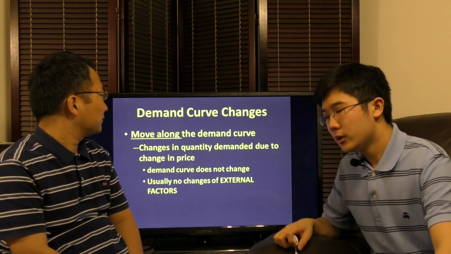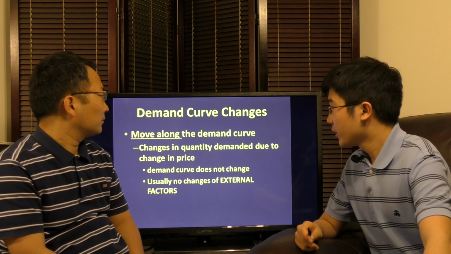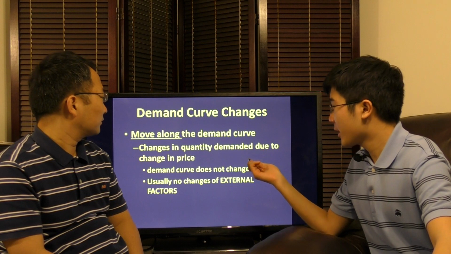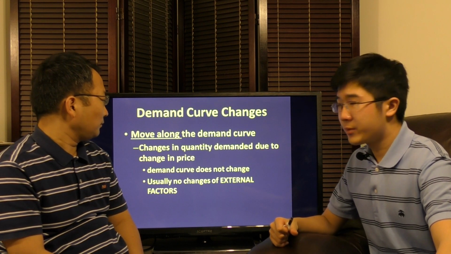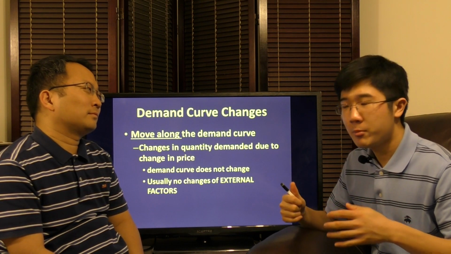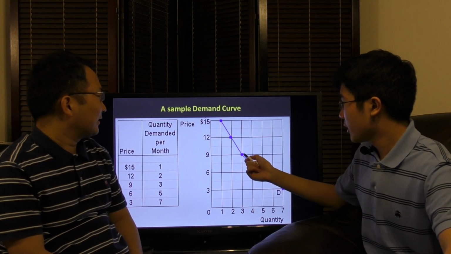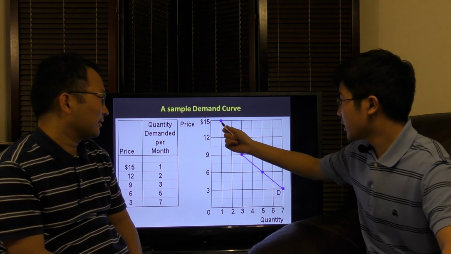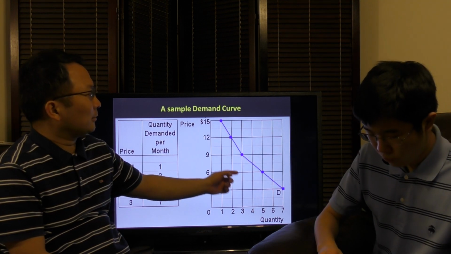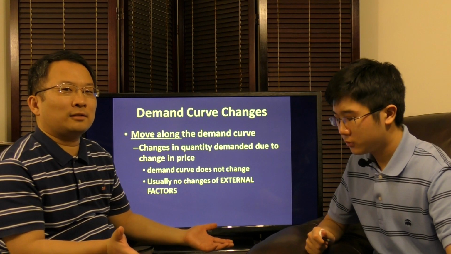Now, of course, the demand curve, like the supply curve, can change. There are two types of changes in the demand curve. The first change is called moving along the demand curve. Mainly because of a change in price, we have a change in quantity demanded, but it's on the same demand curve. For instance, let's say the price goes from $15 to $9. Then we have the same demand curve, but we move from this point at $15 to this point at $9. The move along the demand curve just illustrates the law of demand: the lower the price, the more demand.